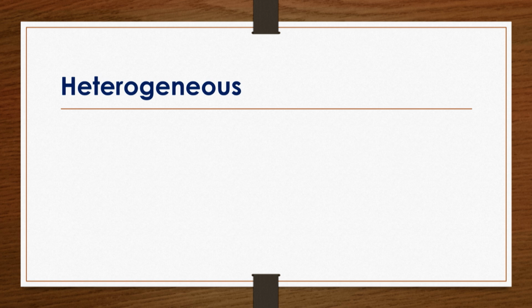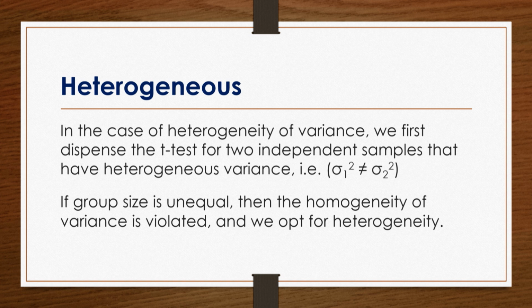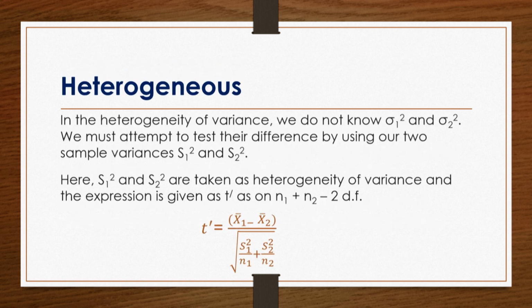Now we are going to see the heterogeneous case. In the case of heterogeneity of variance, we first discuss the t-test for two independent samples that have heterogeneous variance, that is sigma 1 square is not equal to sigma 2 square. If group size is unequal, then the homogeneity of variance is violated and we may opt for a new approach which we call heterogeneous. In this heterogeneity of variance, we do not know the sigma 1 square and sigma 2 square values exactly. So we must make an attempt to test their difference by using our two sample variances s1 square and s2 square.